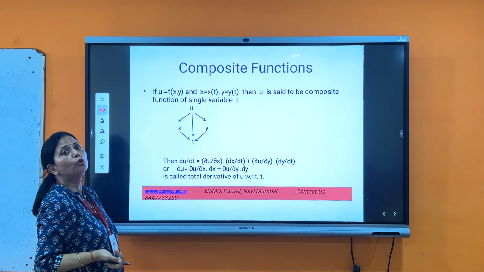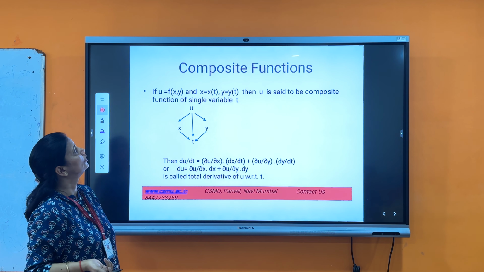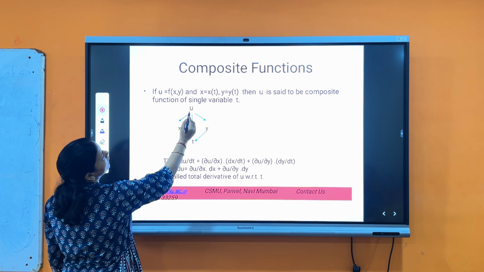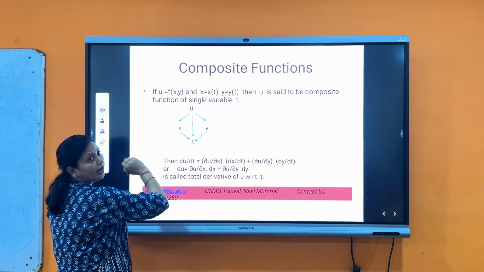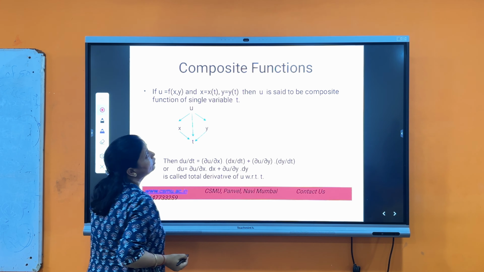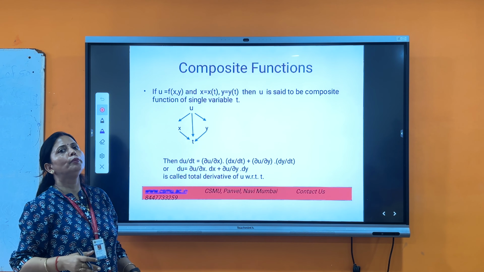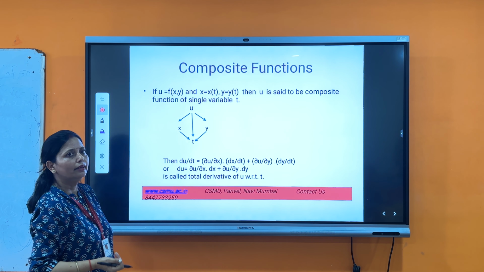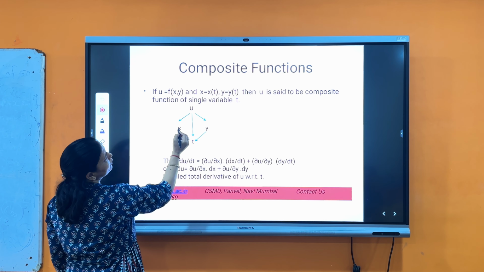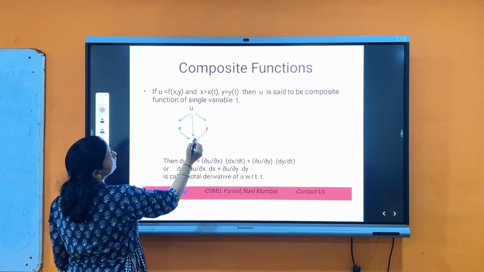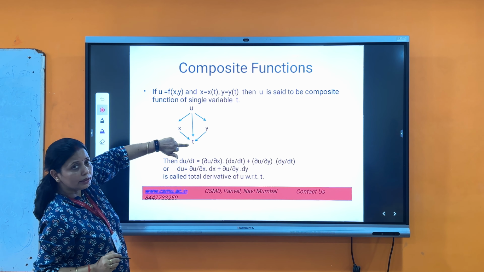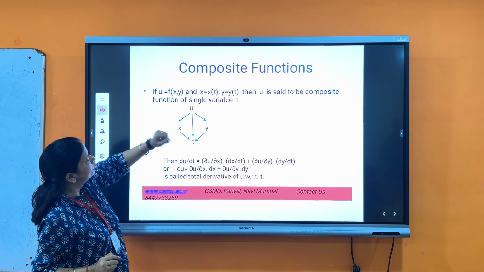Next one is composite function. What do you mean by a composite function? If u is a function of two variables x and y, that is, u is related to x and y, and x and y individually are related to another variable t, then u is said to be a composite function of t. By chain diagram, it can be represented as u is a function of x and y, and x and y are functions of t. Then u will be related to t as a composite function.